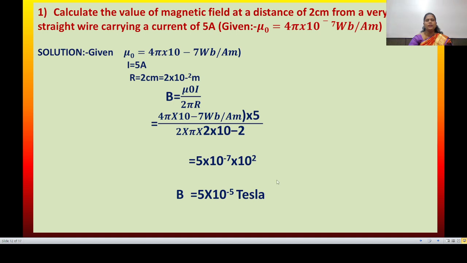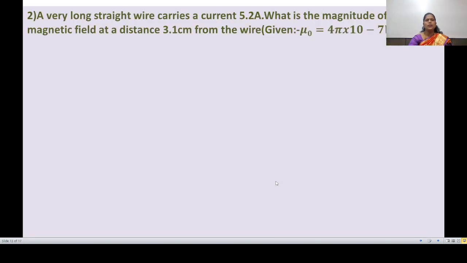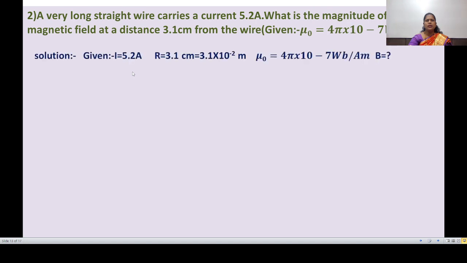The second example is here. First of all, we have to write this example. A very long straight wire carries a current of 5.2 ampere. What is the magnitude of the magnetic field at a distance of 3.1 centimeter from the wire? Now here, given is mu 0 is equal to 4 pi into 10 raised to minus 7 Weber per ampere meter. That is the given term. Current is given, I is 5.2 ampere, R is given 3.1 centimeters. We have to convert into meter: 3.1 into 10 raised to minus 2 meter.